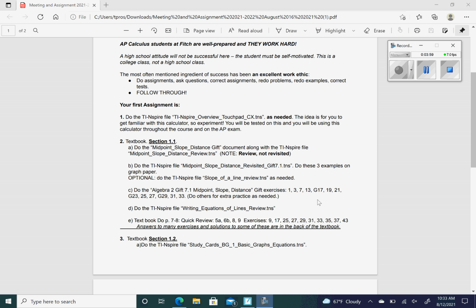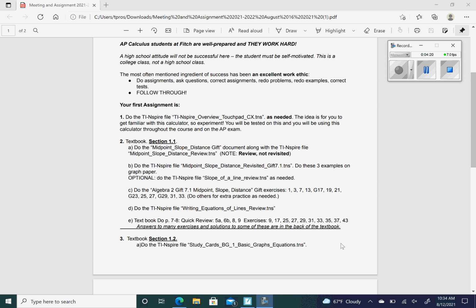So pages 7 and 8. Now there are 2 parts to every section in the textbook. One is called the quick review, the other are the exercises. So please make sure you know which part you're looking at. So the quick review, just problems 5A, 6B, 8, and 9, and then exercises start here at problem 9.